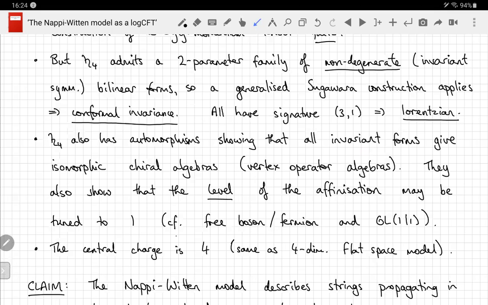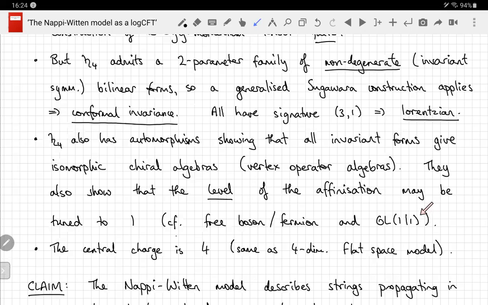Hopefully that's reasonable. These automorphisms can also be used to show that when you do the usual affinization procedure, the level of the affinization can be tuned to 1. This is familiar from other string theories like the free boson or the free fermionic string. Both of these don't really have a level. You can always just redefine your generators so that the level is 1. Similarly, if you look at the string theory on the supergroup most closely related to the Nappi-Witten model, this is GL(1|1), which Thomas, I believe, has done quite a lot of work on in the past.